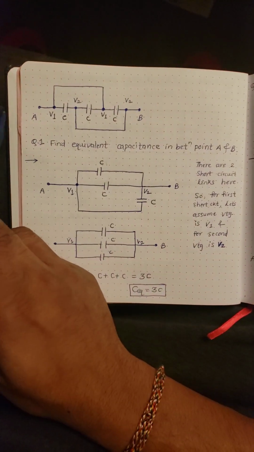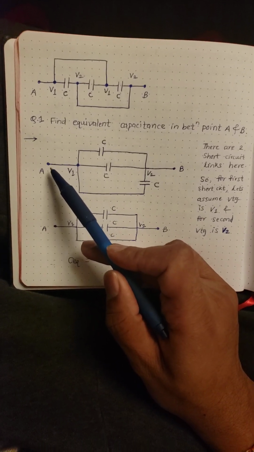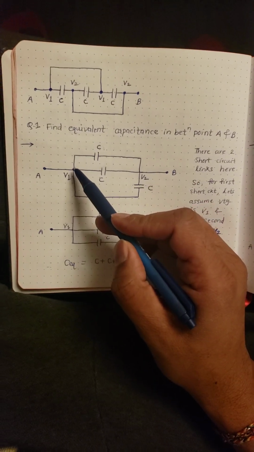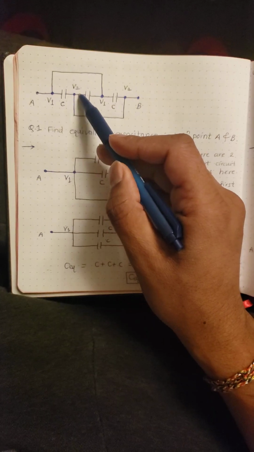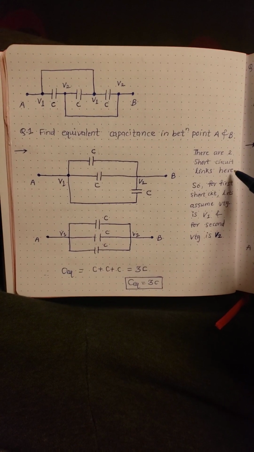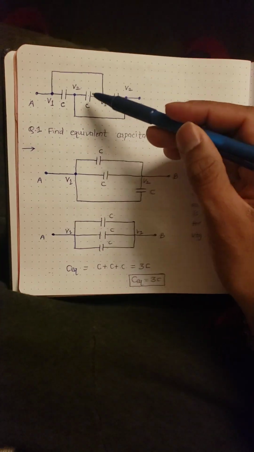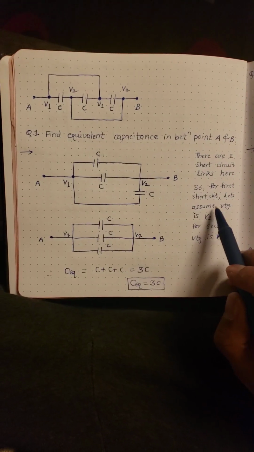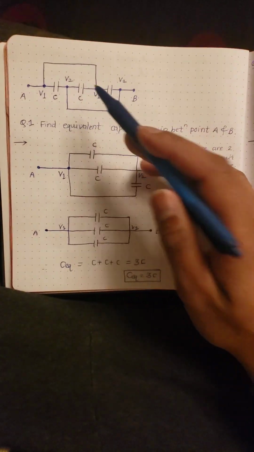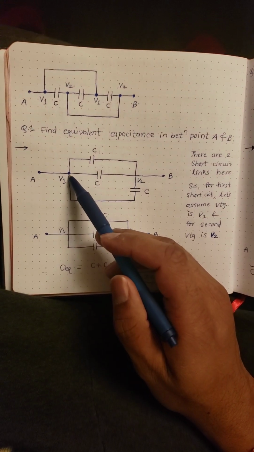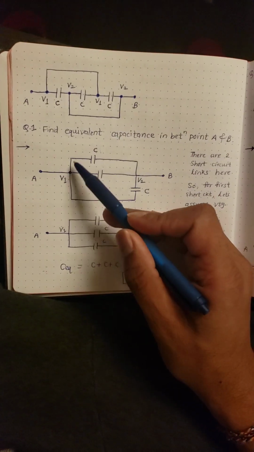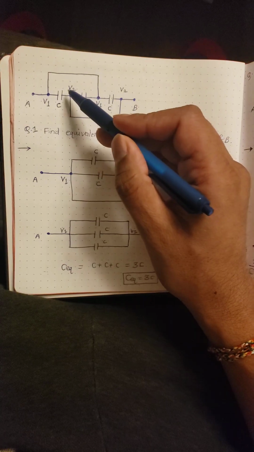So let's start from point A. Now again V1, since this point is V1. What is connected between V1 and V2? As I said before, there are two short circuit links here, link 1 and link 2. For the first short circuit, let's assume the voltage is V1, and for the second, V2. I'm starting from V1. From V1 to V2, how many capacitances are there? From V1 to V2, we have capacitance C. Again, from V1 to V2 the potential is the same.